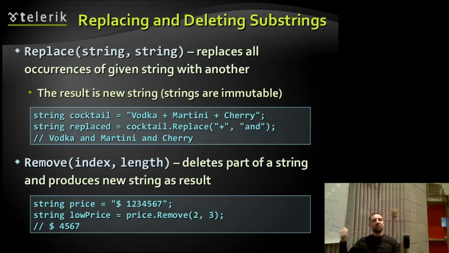Here you say vodka, martini, cherry. It's replacing the plus with ands. Vodka and martini and cherry. That doesn't change cocktail. Strings are immutable. You can create new strings, but you cannot change strings as they exist. Removing from index 2 for 3 characters does not change price. It creates a new string called price.